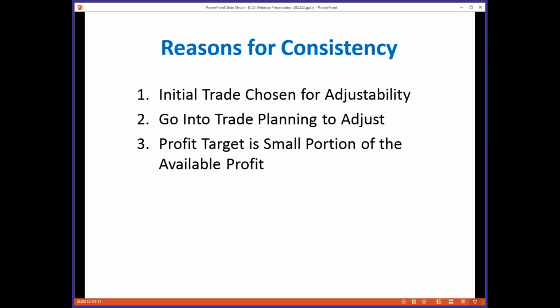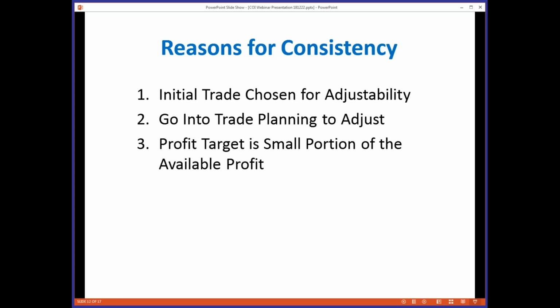But it's also important to remember that any given month is made up of multiple trades, the initial trade and then all the adjustments put together to give us our 5%. And we're not always right on our adjustments. We just do the adjustments in a way that we can continue to do the adjustments until we have our profit. So the key, I think, for consistency is that the initial trade is chosen for its adjustability.